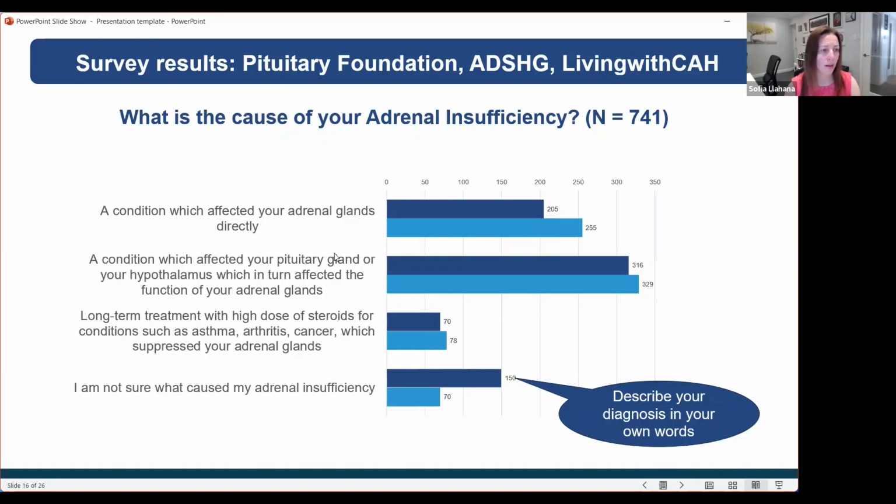So one of the questions to ask your endocrinologist or endocrine nurse is to clarify what causes adrenal insufficiency, because that is really important for your knowledge, but also for your management. When we asked people who said they weren't sure what caused their adrenal insufficiency to describe it in their own words, we recorded those responses, and you can see that another 50 patients described the condition as affecting the adrenal glands. So they said Addison's, and here the light blue is basically after recording the responses.